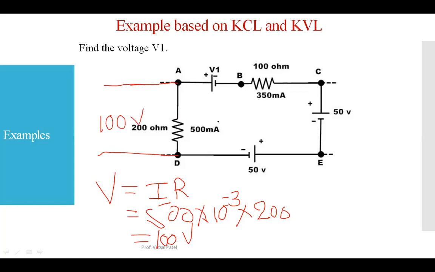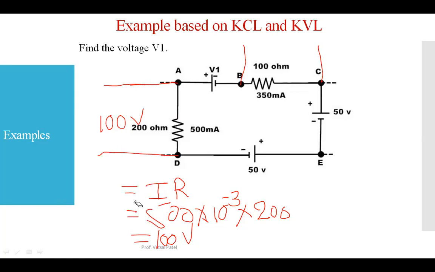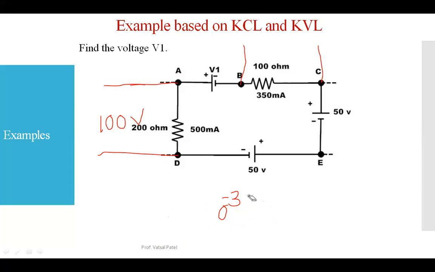Now, can we identify the same thing for this 100 ohm resistance, or between this B and C point? Yes or no? Can you identify what will be the voltage across that B point and C point? That means, can you identify the voltage drop across this 100 ohm resistance using Ohm's law again? Yes, I'm getting the answer, that is 35 volt. So what you have to do, the same thing we applied, V is equal to I into R.